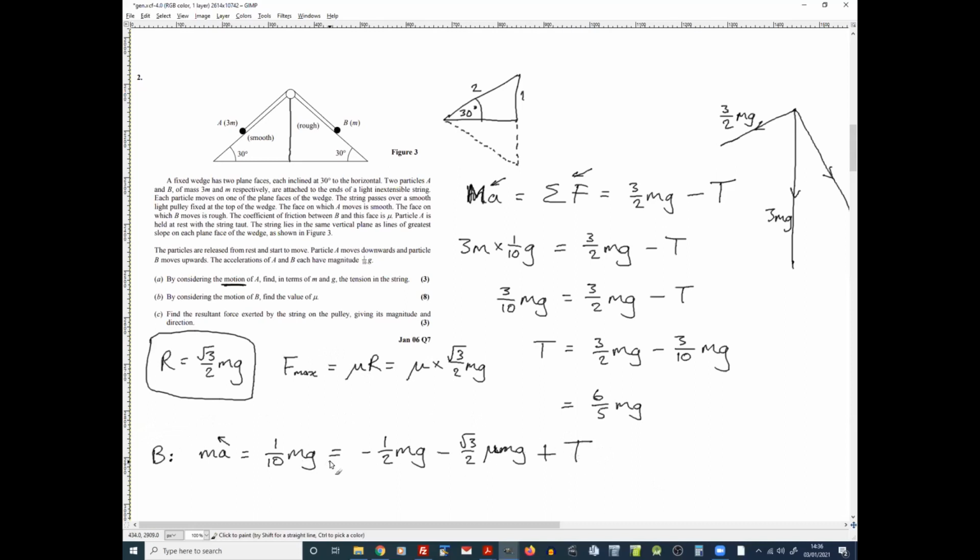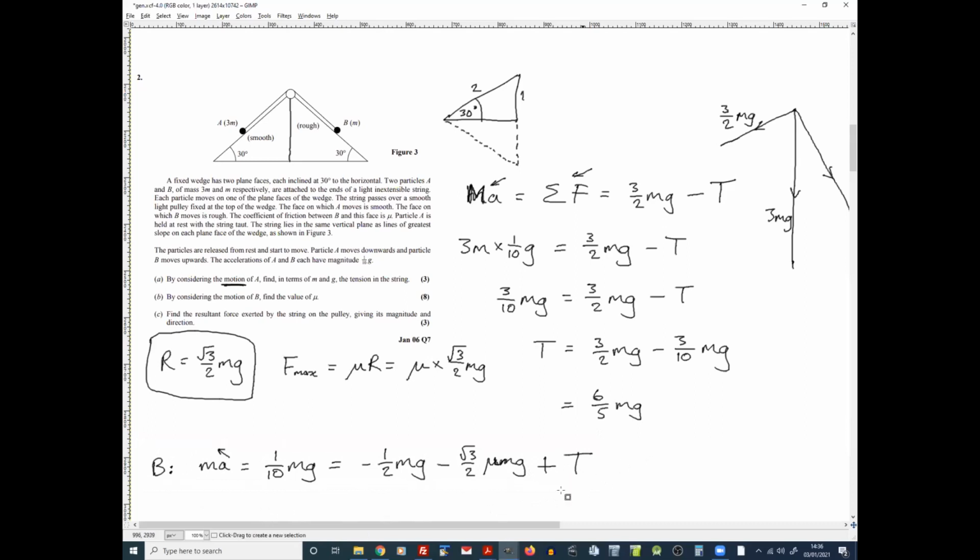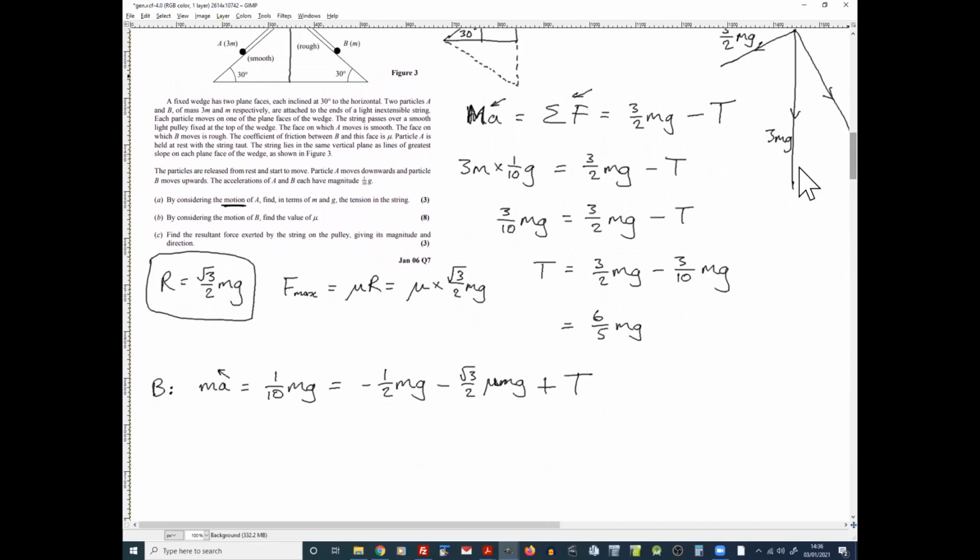You see the point? Do you see how that's what you were failing to see? I see now. Okay. Fine. And by the way, we know the tension is... what? What's the tension? 6/5 mg.